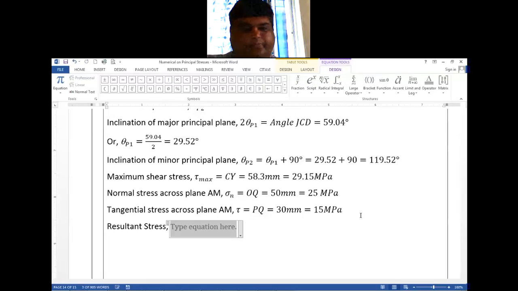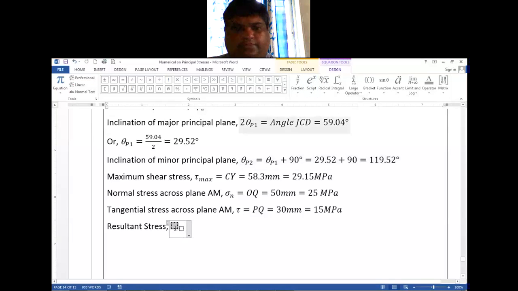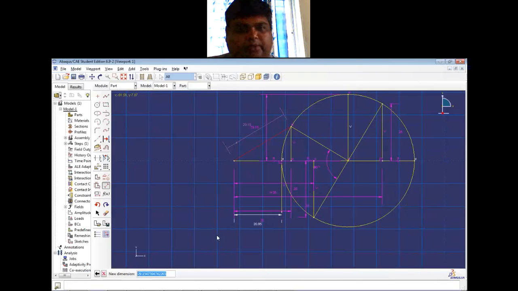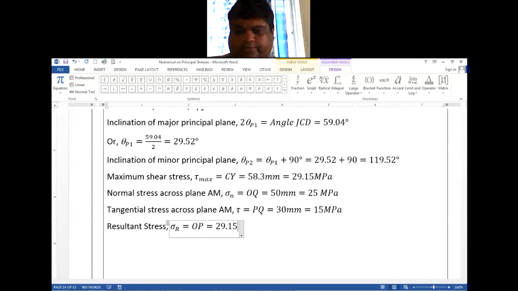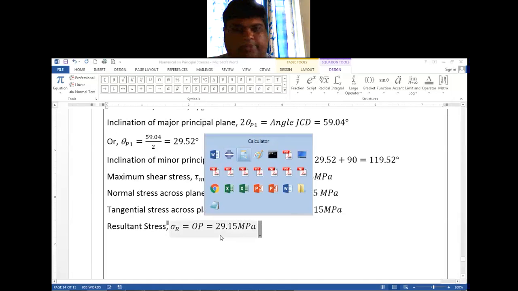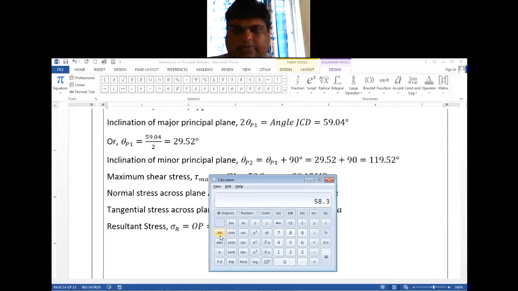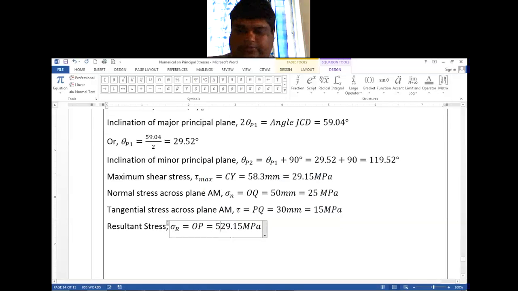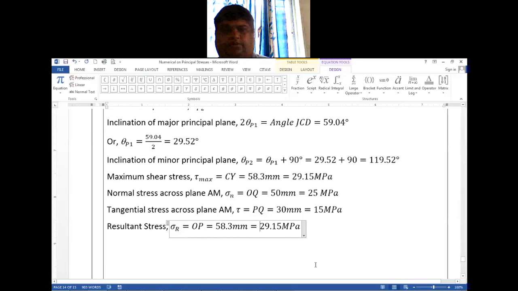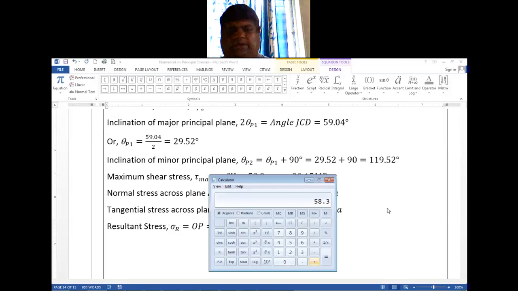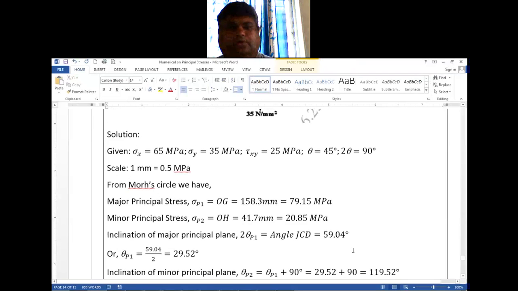Now measure this length. So this is 29.15. Resultant stress sigma r is equal to OP, and that is, how much was that? 29.15 megapascal, 58.3 mm, right? So this is the solution for this.